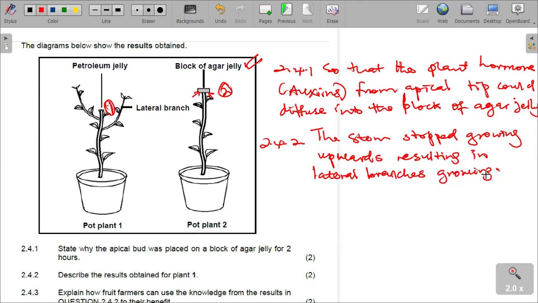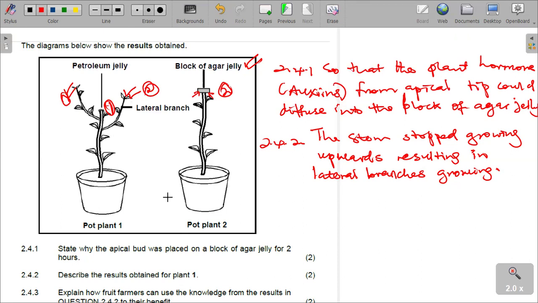As you can see there, when the apical tip was removed, was cut, we have a side shoot one, which we are seeing there. We have also a side shoot two that is also forming there. So the effect of auxins is causing side shoots to form now, because the apical tip was cut, resulting in the formation of side shoots on the plant there.